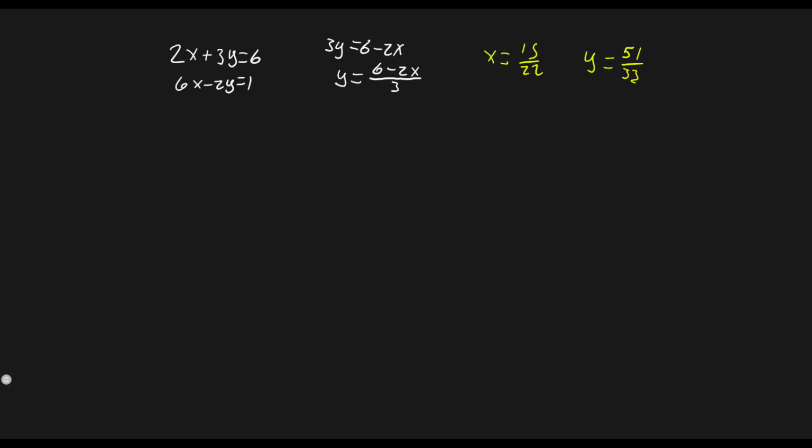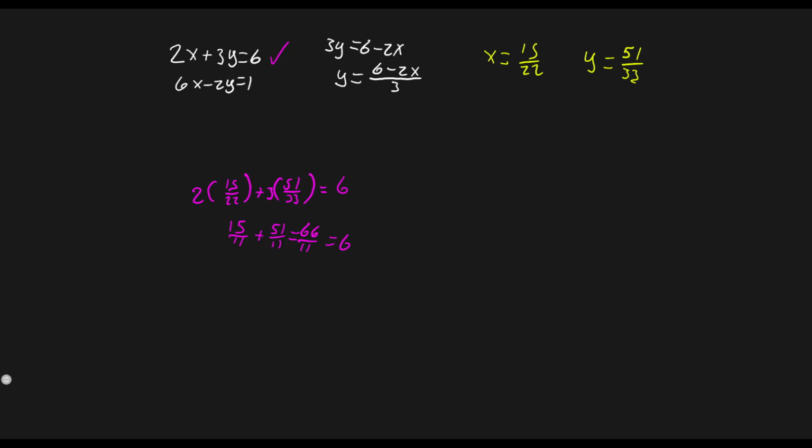So we get 2 times 15 over 22 plus 3 times 51 divided by 33 is equal to, we don't know if it does equal 6, so we can't say it directly yet. So we just have to simplify. We get 15 divided by 11 plus 51 divided by 11. So we end up getting 66 divided by 11, which is indeed 6. So it satisfies our first equation. We could check mark that.